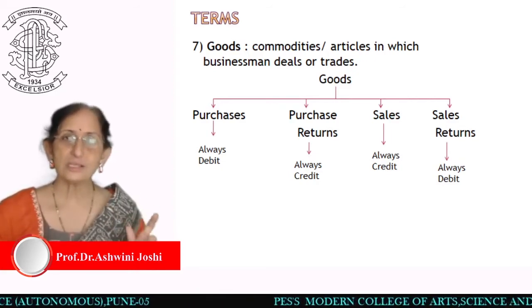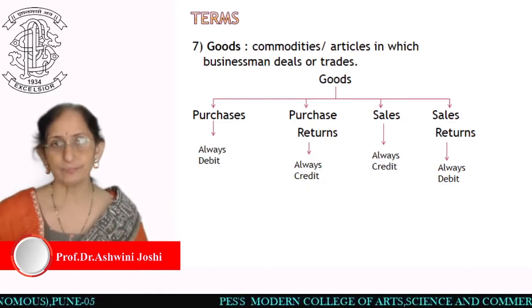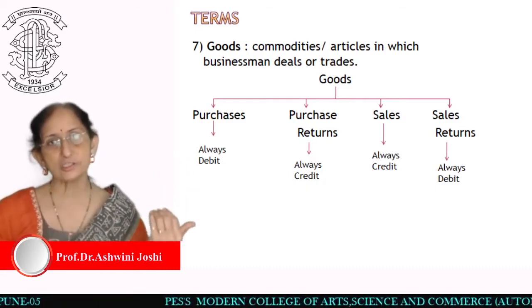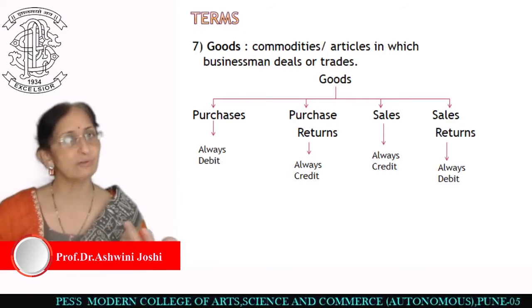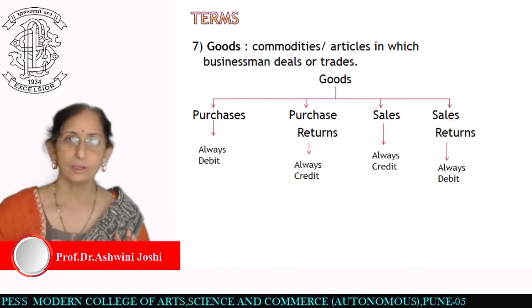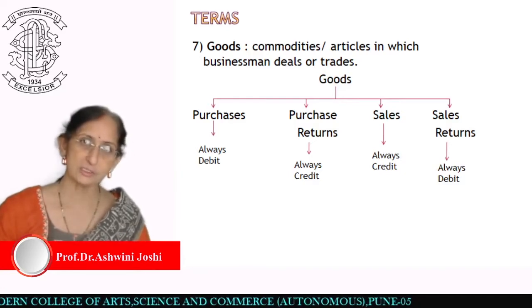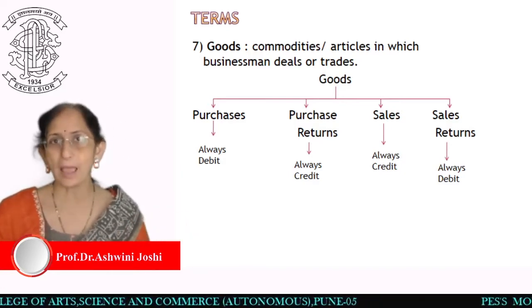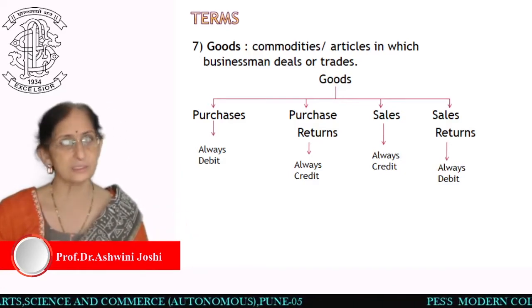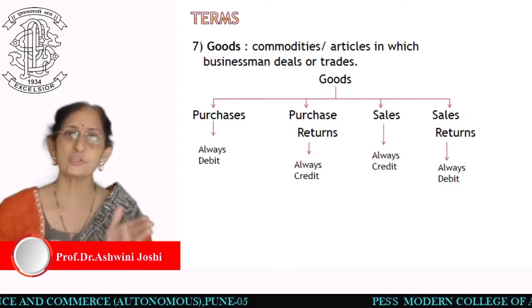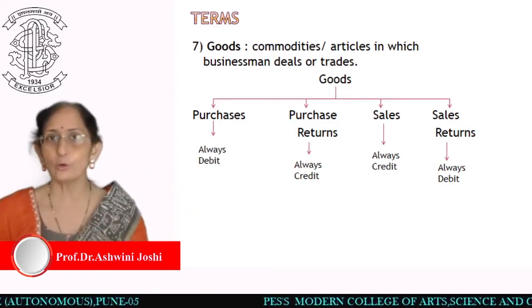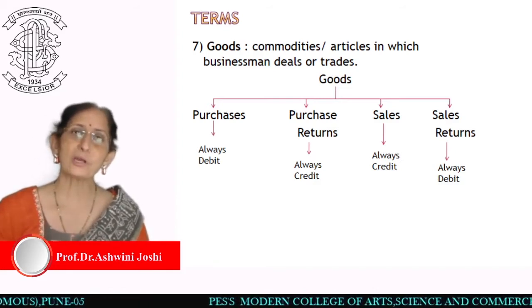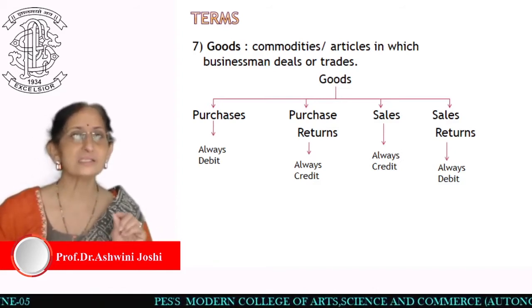We have to always think from the viewpoint of business. So when the business is purchasing, the goods are coming in, so obviously purchases will always be debited. Whatever goods are purchased may sometimes be returned back by the business. We call it purchase returns. Goods coming in are debit, goods going out are obviously credit. So purchase returns will always be credited.